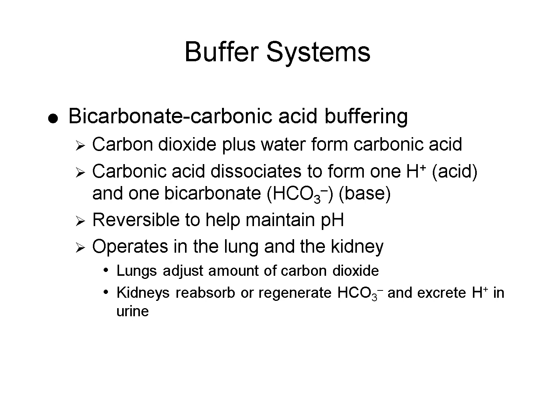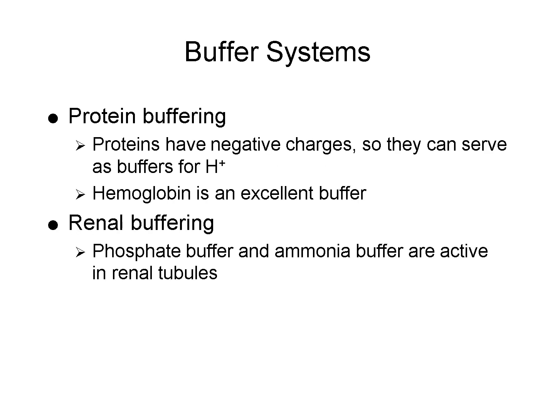In this system, carbon dioxide combines with water to form carbonic acid. Carbonic acid then dissociates into a hydrogen ion, acting as an acid, and a bicarbonate ion, acting as a base. This reaction is reversible, allowing the system to dynamically help maintain pH balance. It operates across two organs. The lungs regulate the amount of carbon dioxide exhaled, while the kidneys reabsorb or regenerate bicarbonate and excrete hydrogen ions into the urine.